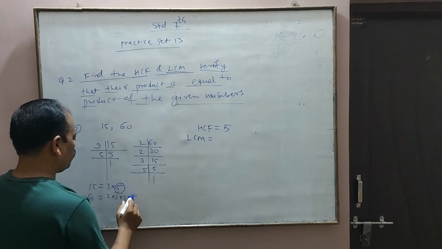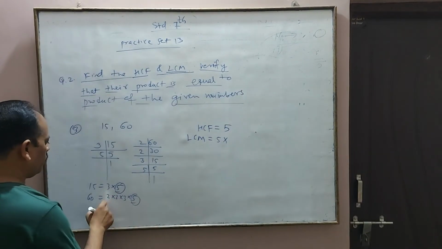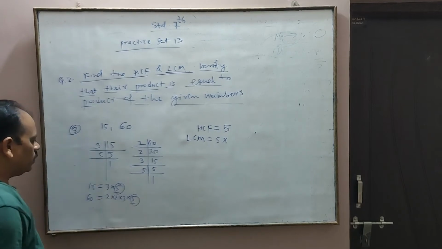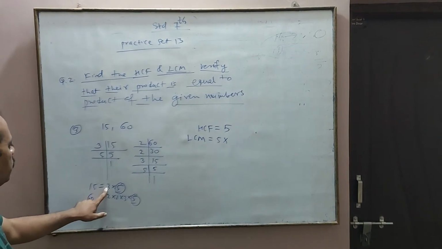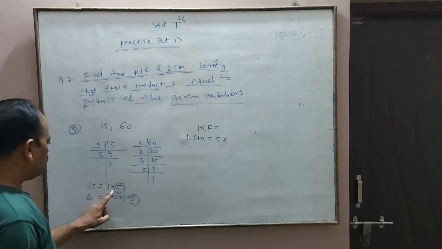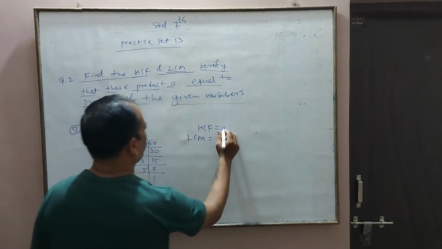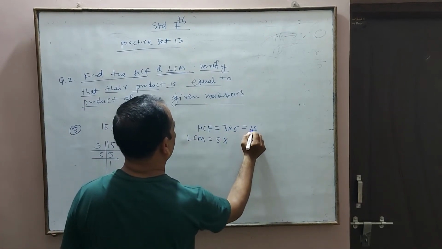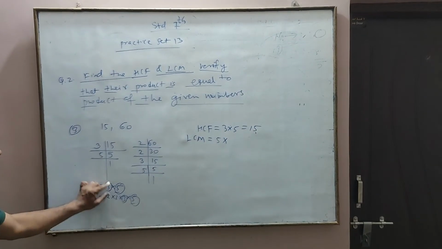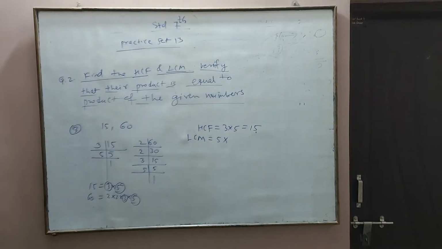Oh sorry, here SCF is, this is not 5. It will be this 5, and this 3 is also common. Okay, so I write here 3 5s are 15. This is our SCF because 3 is common as well as 5 is also common, so multiply 3 and 5, we get 15. Now LCM.